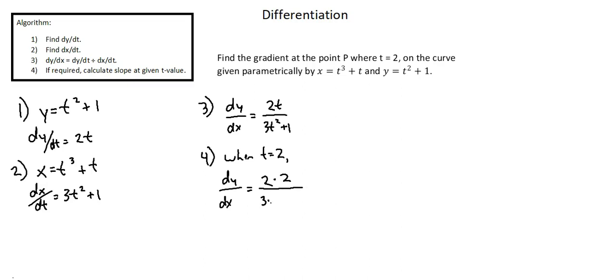3 times t squared is 3 times 2 squared plus 1, which simplifies to 2 times 2 is 4 over 3 times 2 squared is 4, 3 times 4 is 12, plus 1 is 13. So the gradient at point P, where t equals 2, is 4 over 13. We've completed our requirements, and this concludes example 1 of parametric differentiation.